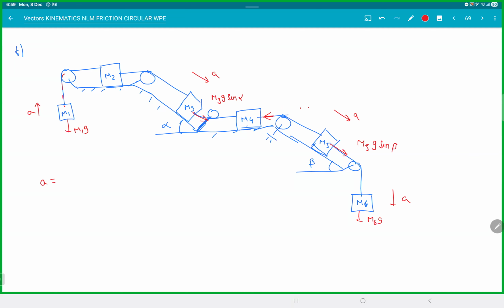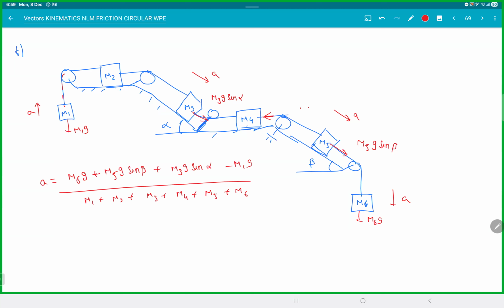So acceleration will be the net force along the acceleration. That will be M6g minus M5g sine beta, plus, actually it's supporting, plus M3g sine alpha, minus M1g, by total mass. This is called the net force method. You should check out the notes. Pretty nice. You will get the answer in one step for the acceleration. Is that clear, everyone? Because logically think about this.